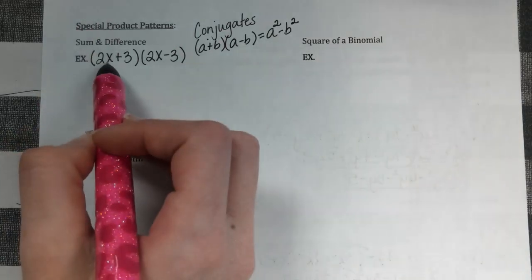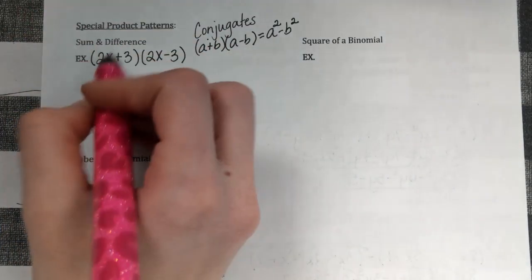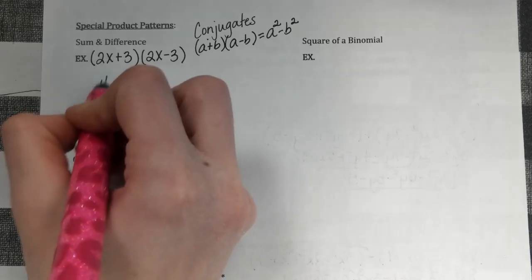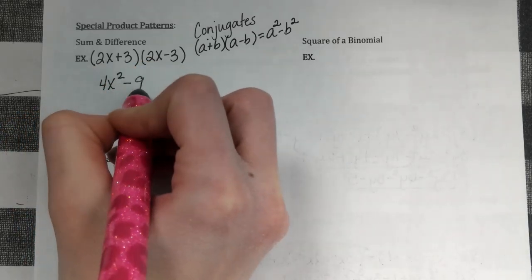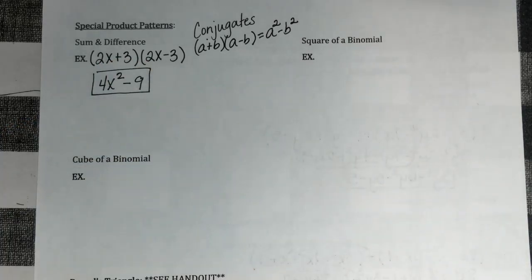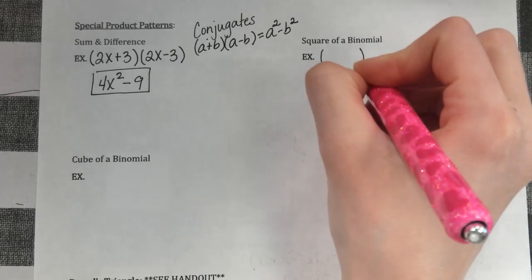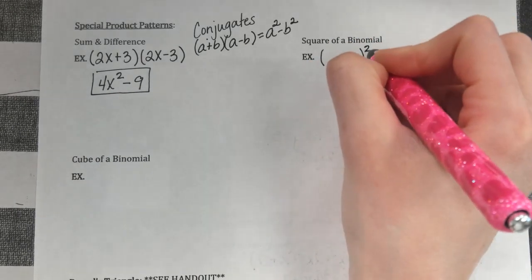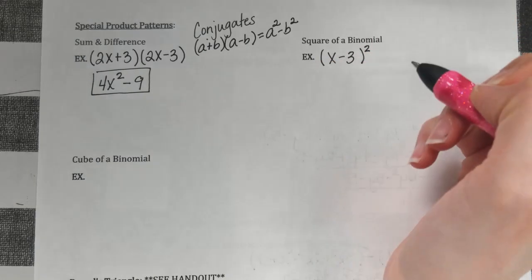So if I have 2x plus 3 and 2x minus 3, and I recognize that those are conjugates, then I can take 2x and square it to give me 4x squared minus 3 squared, which is 9. Or if you want to take the time to FOIL it, you can do that as well. Okay, the square of a binomial tells me if I have any binomial squared, then I can use a formula. So what we're going to look at is x minus 3 squared.